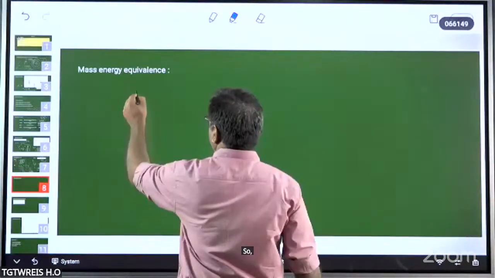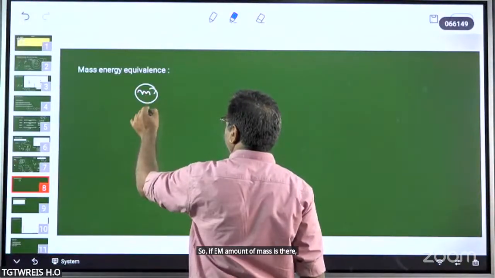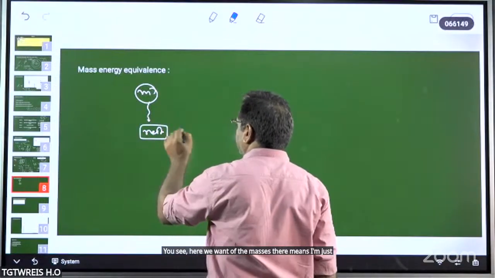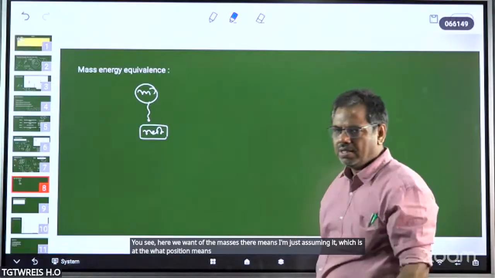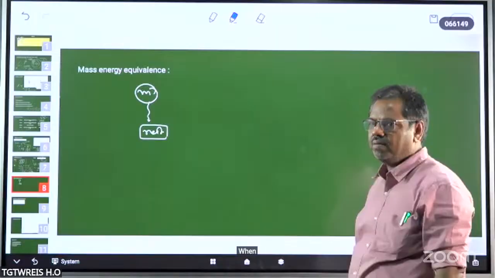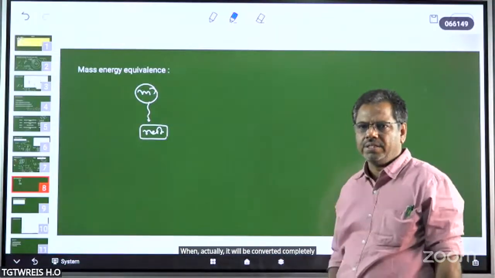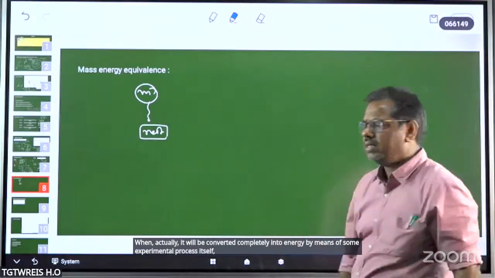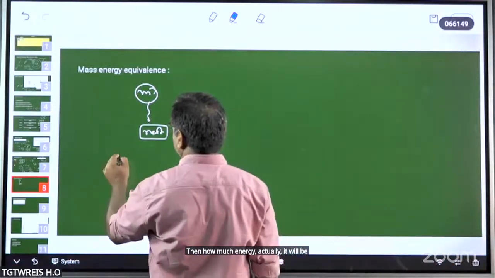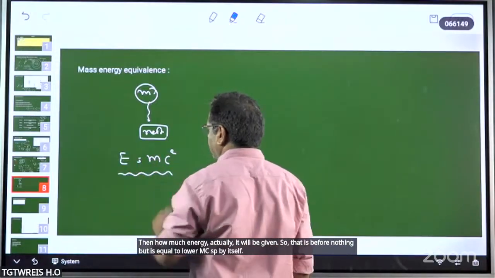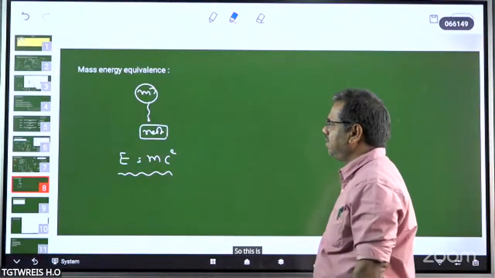If m amount of mass is there, which I am assuming is at rest position, for example this pen, when it is completely converted into energy by means of some experimental process, how much energy will it give? That is nothing but E = mc². This is the mass energy equivalence formula.